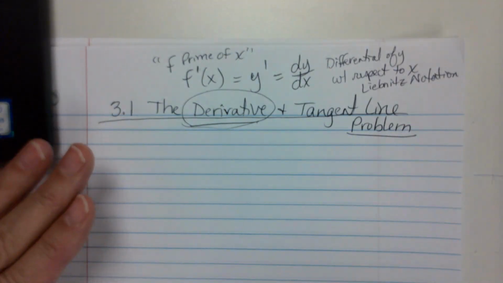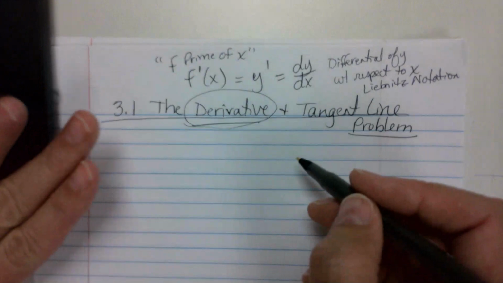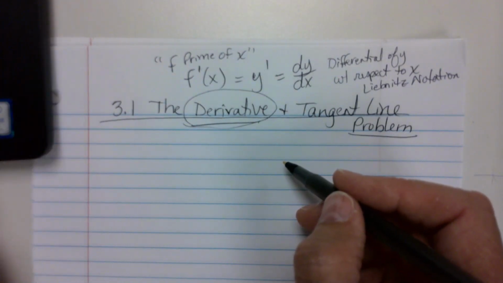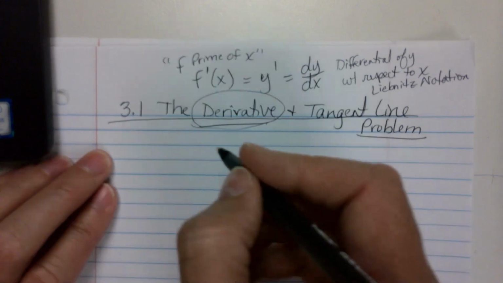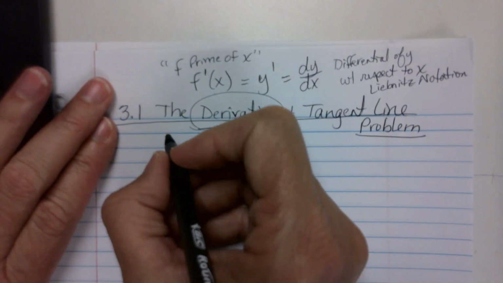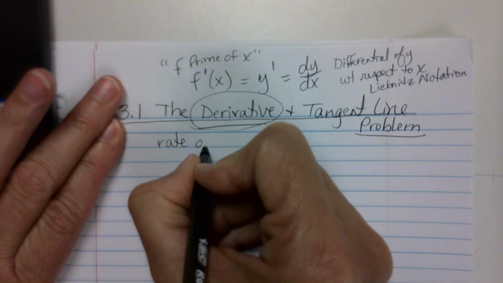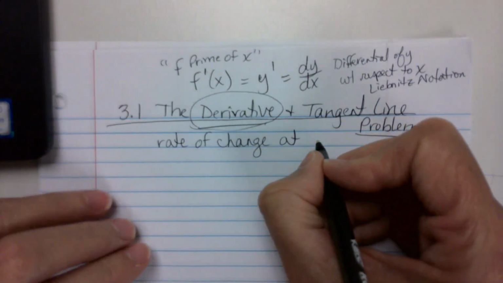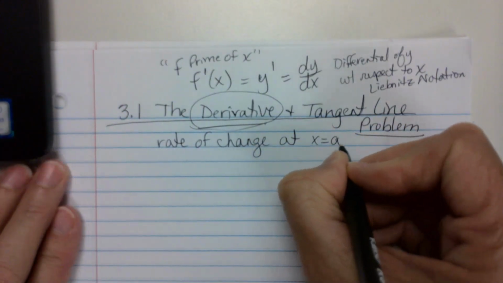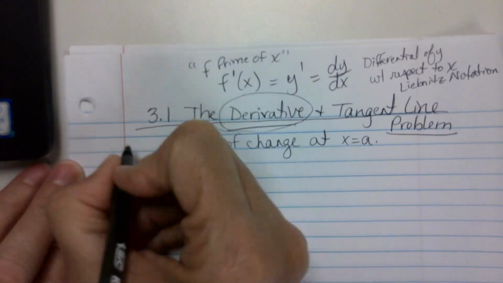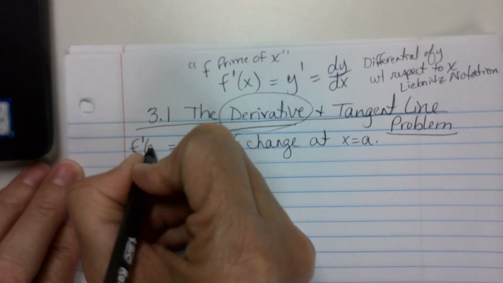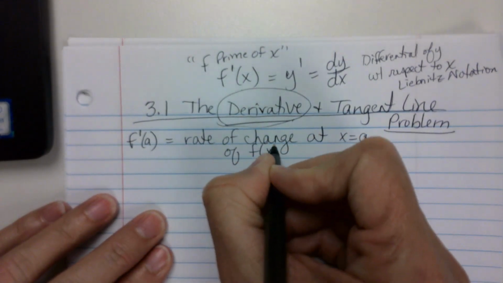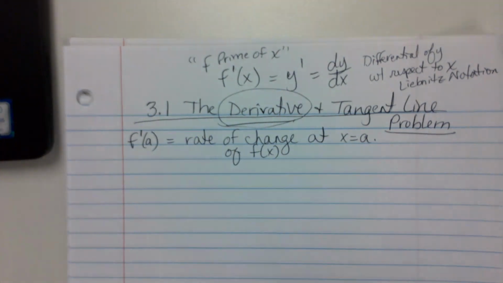Take the derivative. Now, when I am thinking of what in the world does a derivative mean, there's a couple ways to think of it. It is a rate of change at one specific x value. So if I say f prime of a, I mean the rate of change of the function f of x at one particular value.